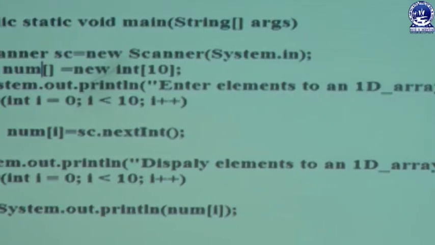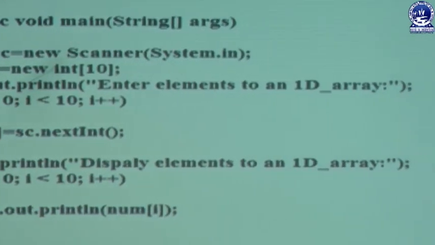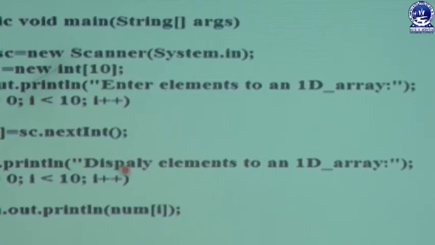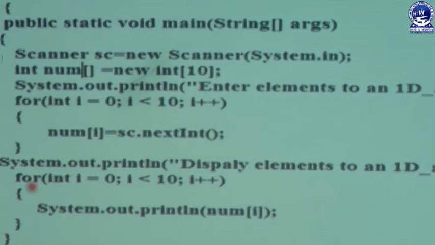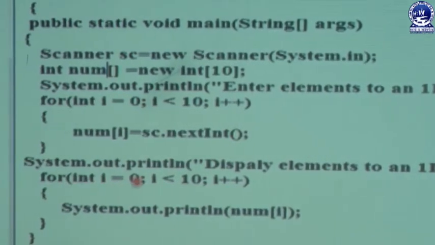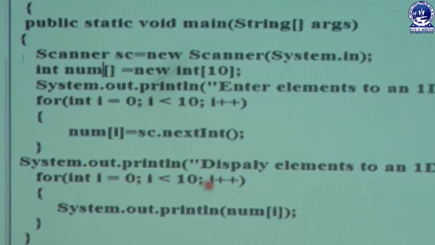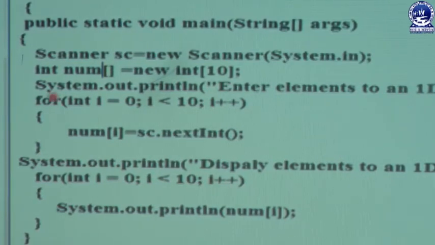In that case first you write the statement System.out.println display elements of the 1D array, then we write the for statement, for int i equal to 0, semicolon, i less than 10, semicolon, i plus plus. The previous for loop is repeated in that part, but the difference is that in the previous for loop we were inputting elements to the array variable, but in the last for loop we are printing the elements stored in the norm array variable.